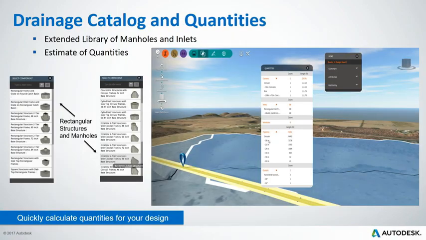Finally, there is a huge catalog within the software for all of the required components, and these can be modified very easily, as we'll see in a second, and you're able to communicate and export the required quantities of inlets, manholes, and pipes, detailed quantity by diameter or by type.